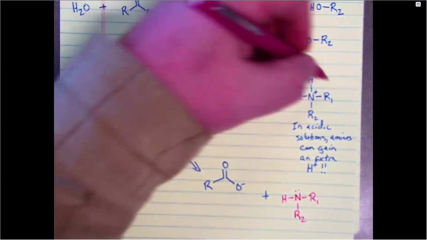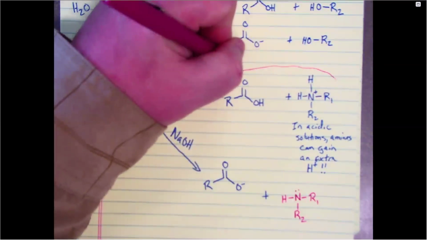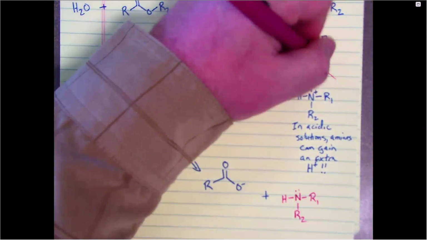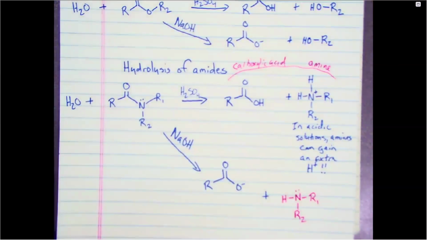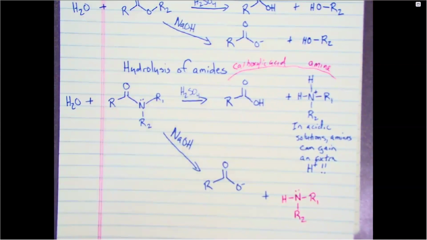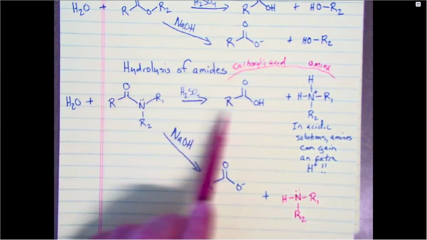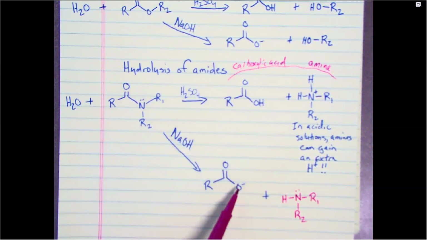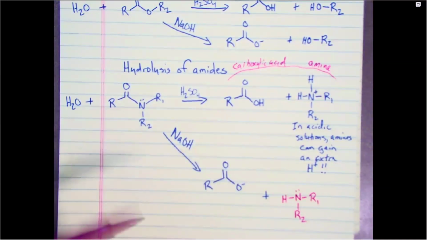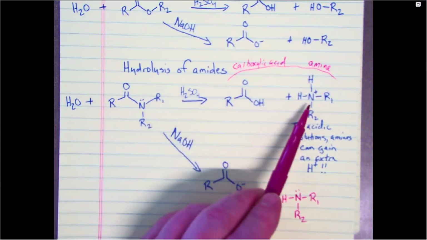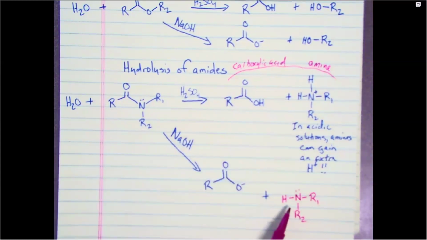So in both of these cases, we end up with some version of the carboxylic acid and the amine as products. But what those two products look like depends on whether we're in an acidic solution or in a basic solution. With carboxylic acids, it's easy. In acidic solutions, they have their H+. In basic solutions, they don't have their H+. We have a similar thing with amines, though. In acidic solutions, amines end up picking up one more H+ than they normally would. In basic solutions, they don't.